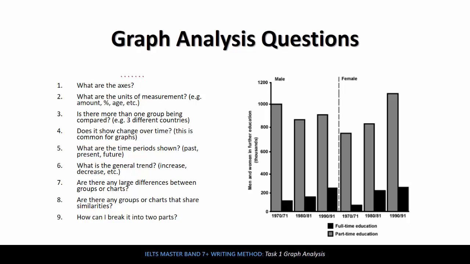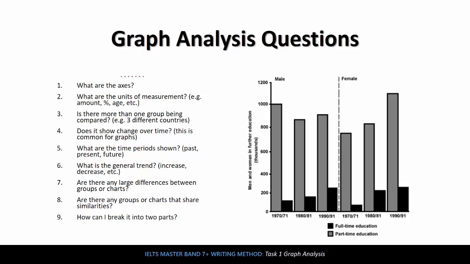Number 2, what are the units of measurement? We talked about this before. Here we have the number of men and women in further education in thousands. Number 3, is there more than one group being compared? Okay, so we have a few groups. We have men and women. That's the left side is men, male, and the right side is women, female. And then on the bottom we have full-time education and part-time education. So we have a few different groups here.